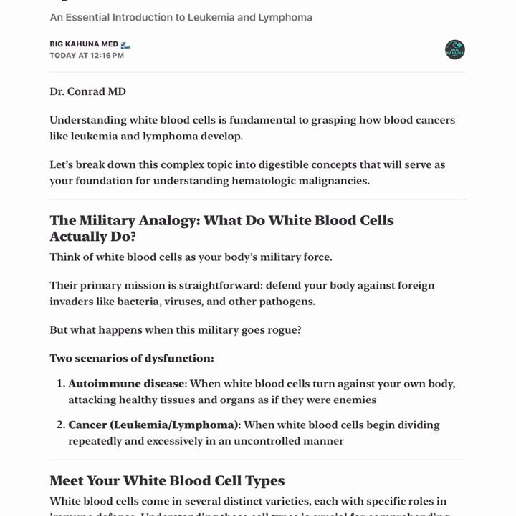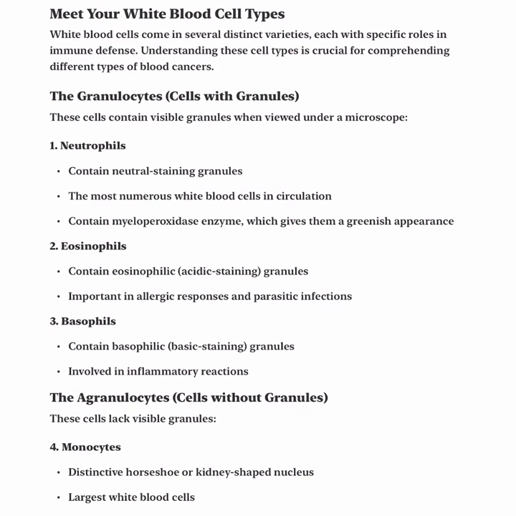So we're going to run through the basics and the categories for your white blood cells. They come in a few different varieties and each has a specific role. So let's jump into it. Starting with granulocytes. These are cells with granules. When I say granules, I literally mean that you will be able to see visible granules under a microscope.